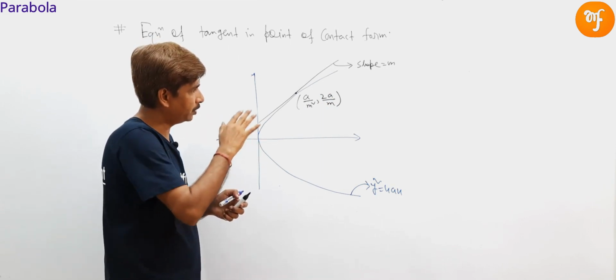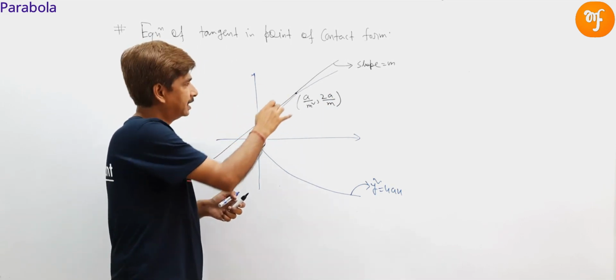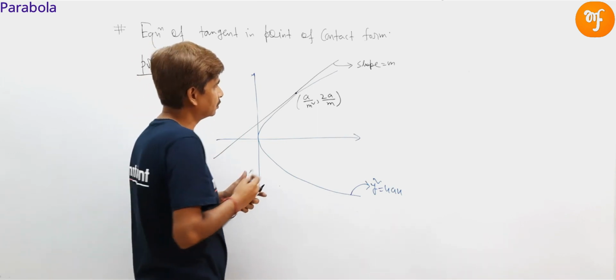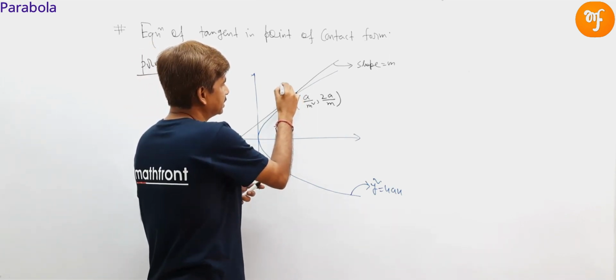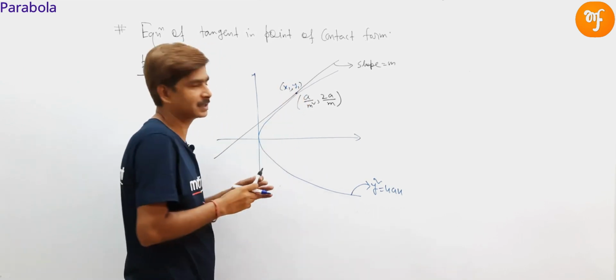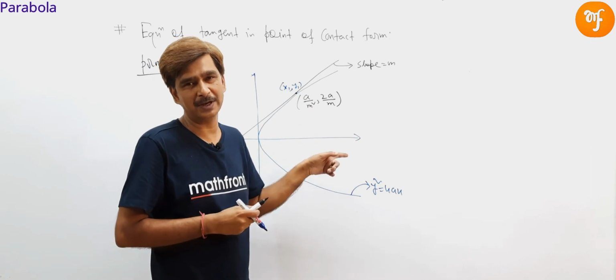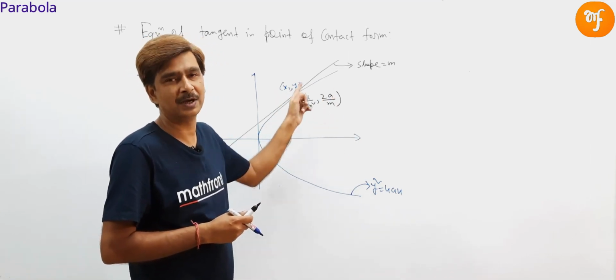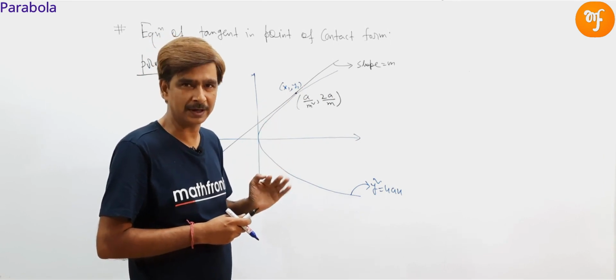Now, we are considering that the point of contact here is x1 comma y1. So, x1 comma y1 is nothing but a by m square comma 2a by m, that is, x1 is equal to a by m square and y1 is equal to 2a by m.